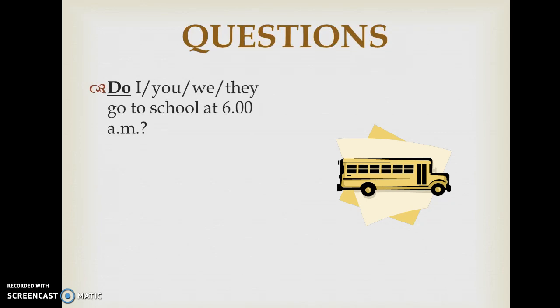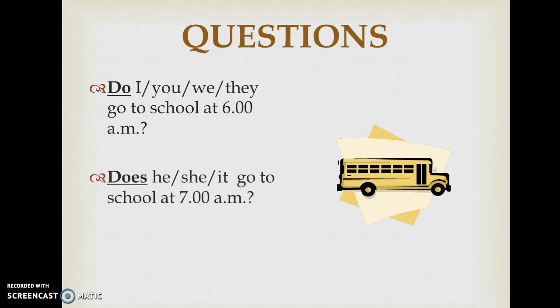And for the interrogative form, we use the auxiliary do for I, we, you, they. Do they go to school at 6 a.m.? We don't change the verb. We leave it in the base form. For he, she, it, we use does and the base form of the verb. Does he, she, it go to school at 7 a.m.? These questions are answered in a short form. Yes, they do. No, they don't. Yes, I do. No, I don't. Yes, he does. No, he doesn't, etc.